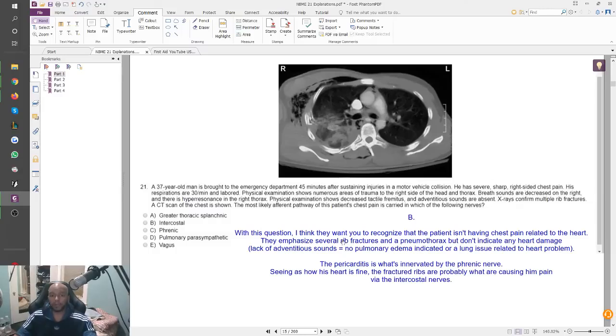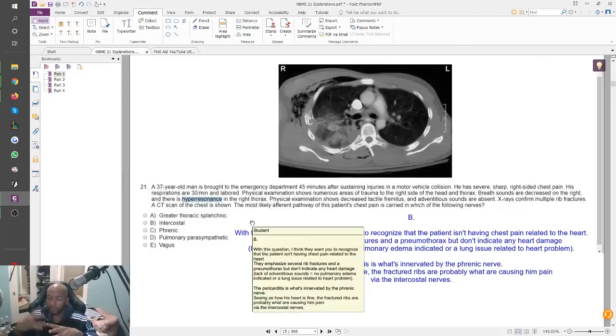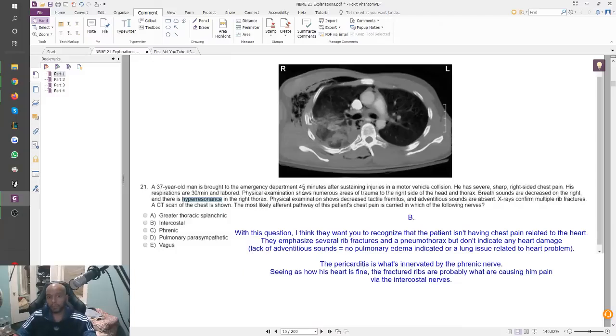Breath sounds are decreased on the right. Right? So this motor vehicle collision definitely caused him major injury. Breath sounds are decreased on the right, which means that there's not much happening in that right lung. And we can kind of see it in this image. Then they go on to tell you that there's hyperresonance in the right thorax. Right? And hyperresonance means that the lung has collapsed and there's all this excess air that's resonating sound. Okay. Physical exam shows no tactile deformities and adventitious sounds are absent. X-ray confirms multiple rib fractures.